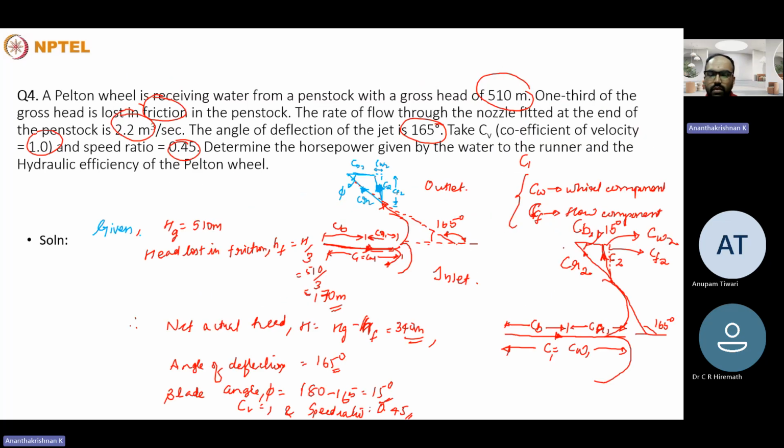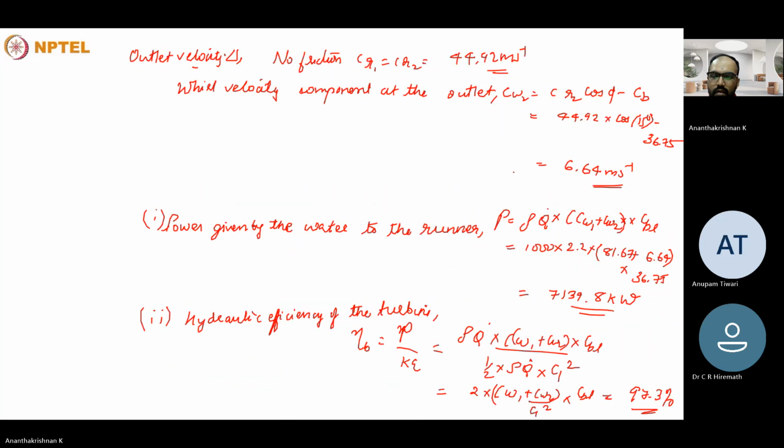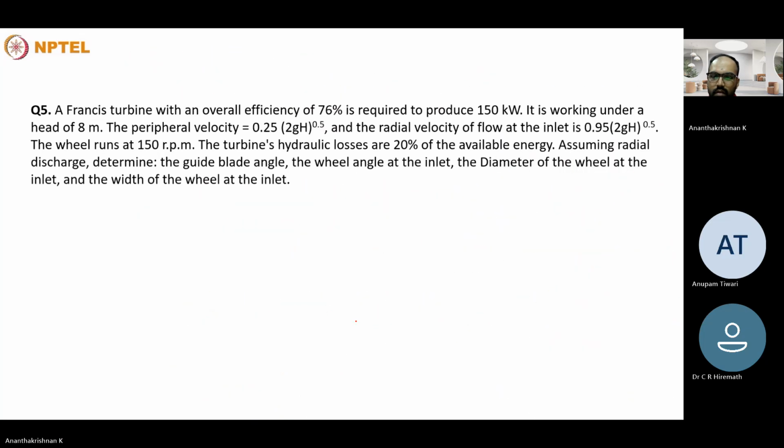So if no doubts are there, we can actually move to the next problem. Look into the fifth problem and try to formulate it, and I'll also try to solve it within a limit.